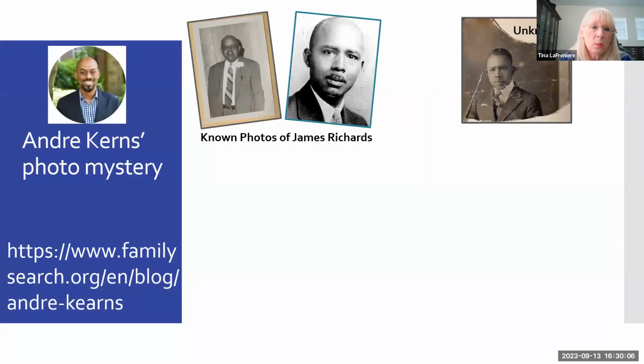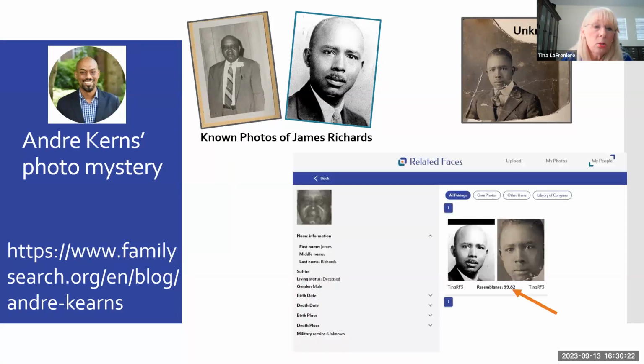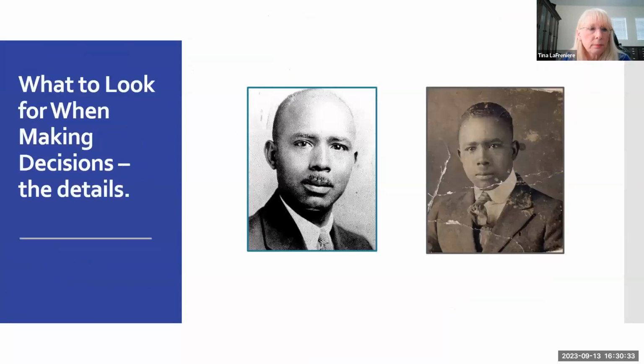Sometimes Related Faces presents you with pairings that can be pretty conclusive. This is Andre Kearns, and some of you may know him. He asked us to help him determine if an unknown photo he has is an additional photo of his great-grandfather, James Richards. Related Faces returned a very strong resemblance score of 99.82. After some high fives with Andre, we went through a visual confirmation.